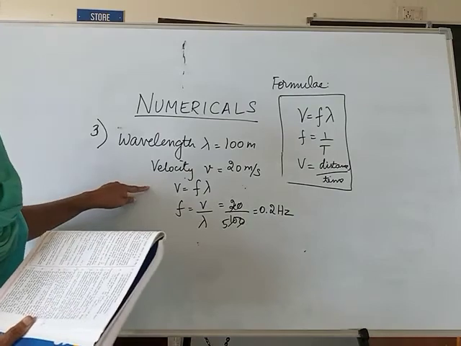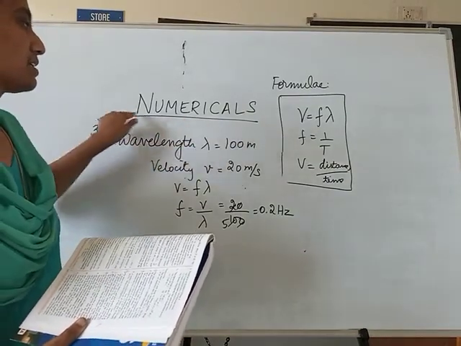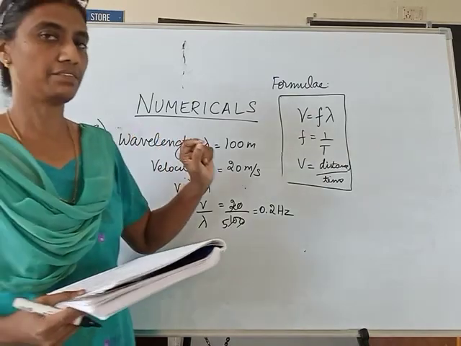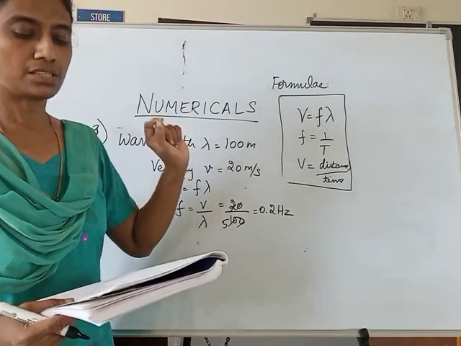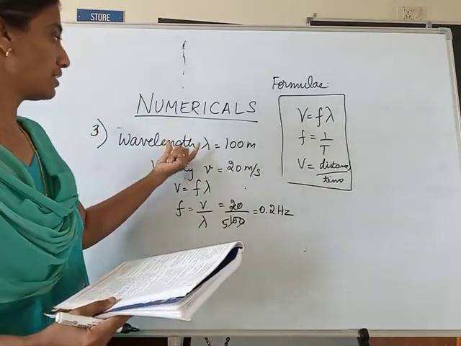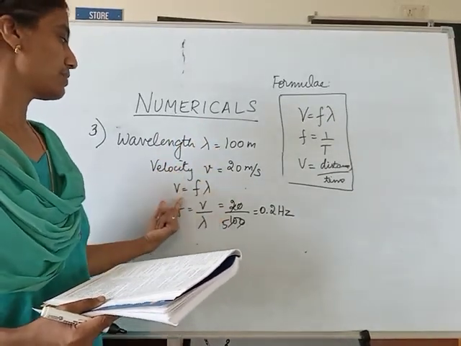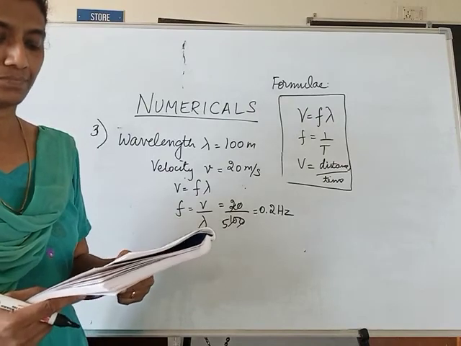Is it clear, children? So identifying this as the wavelength is the very important thing. They have not given directly as wavelength. Distance between two consecutive crests, that is based on the definition, that's the wavelength. So I use this formula to find it.